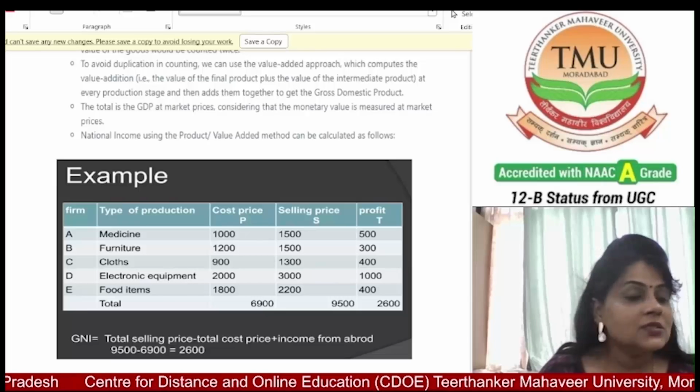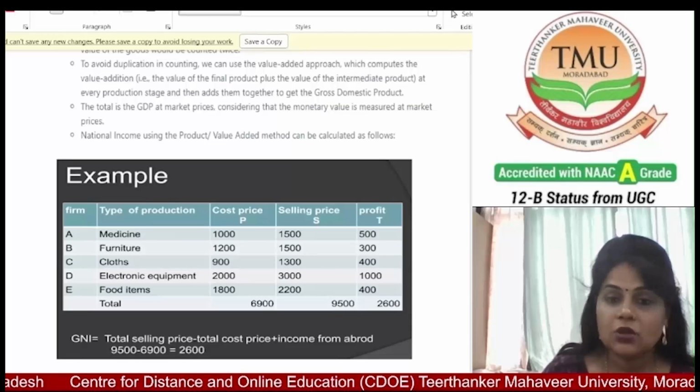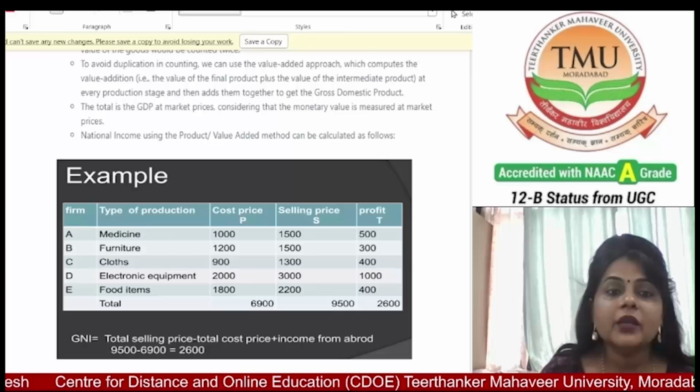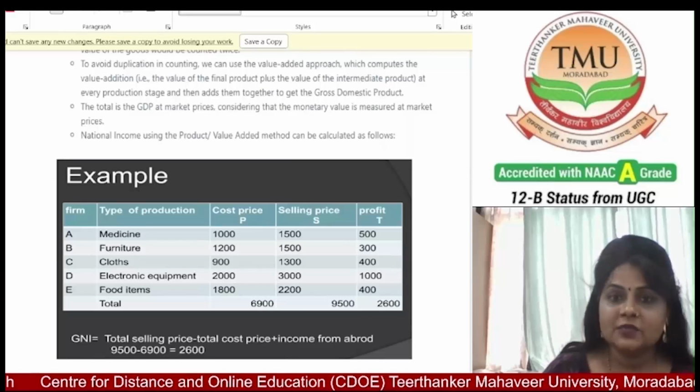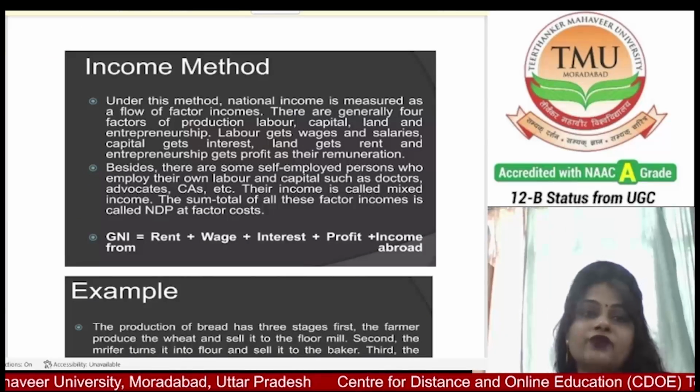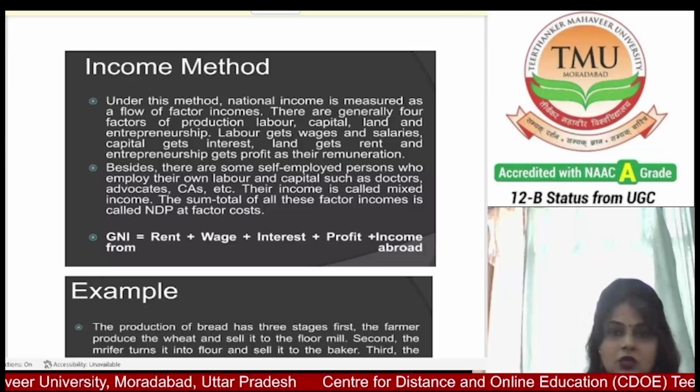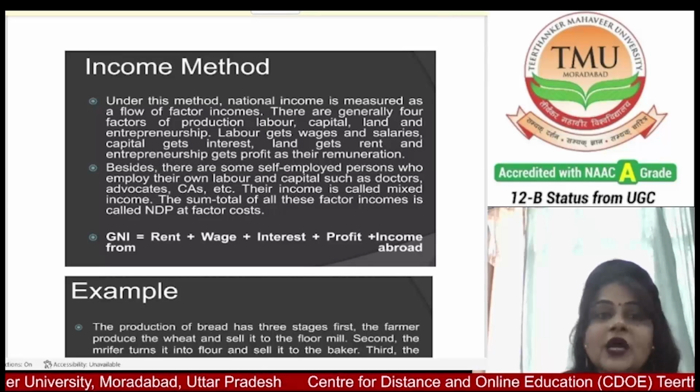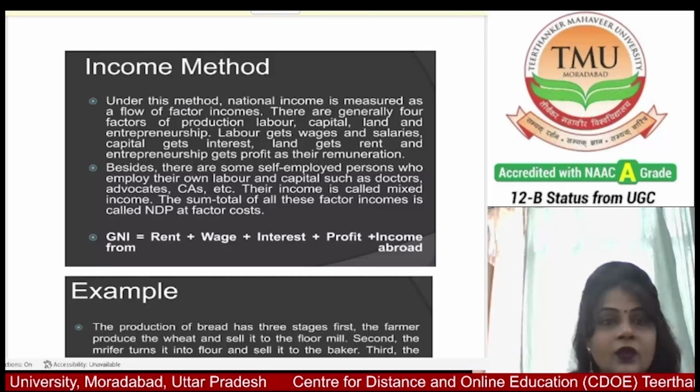And there are three methods. First of all, product method, which has another name, value added method, income method, and expenditure method. For the income method, first of all, we briefly explain what national income is.